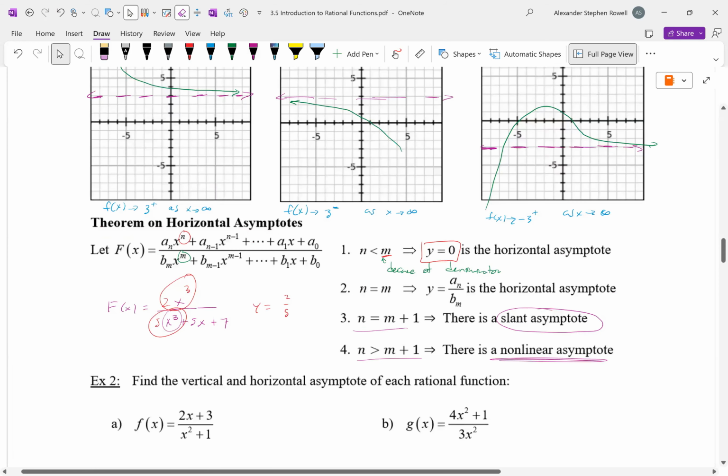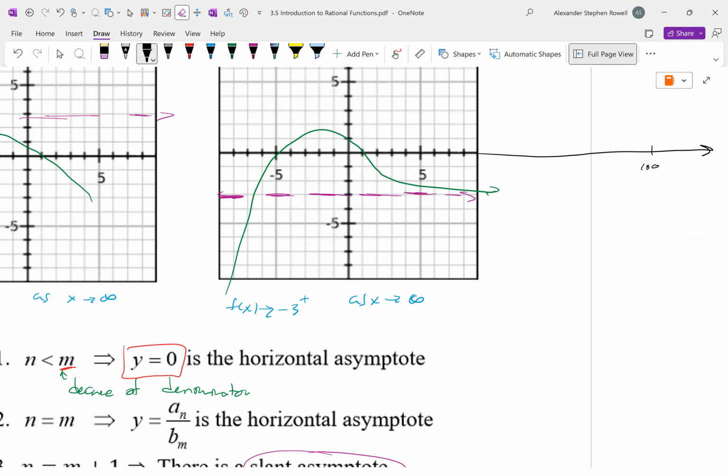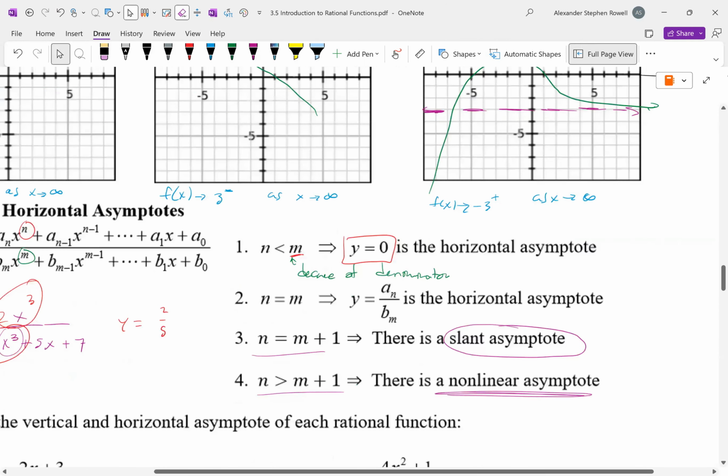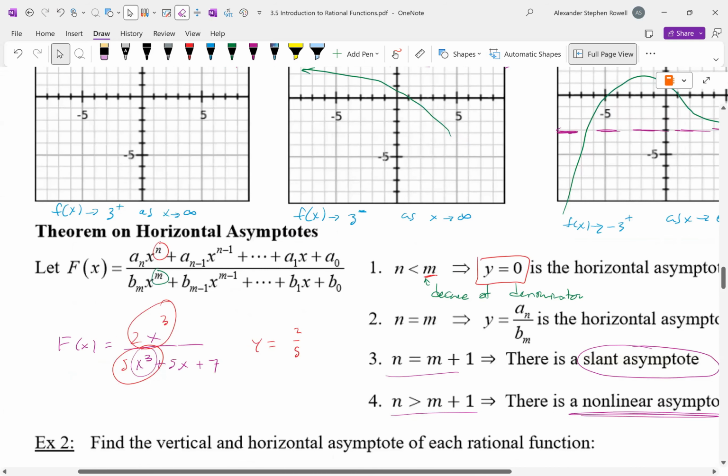Okay, so if I think of my graph and I say far to the right, which x values am I talking about? Like really large, right? 100, 1,000, 1,000,000. Really, x is going to infinity. So for these horizontal asymptotes, I'm really talking about large values of x.